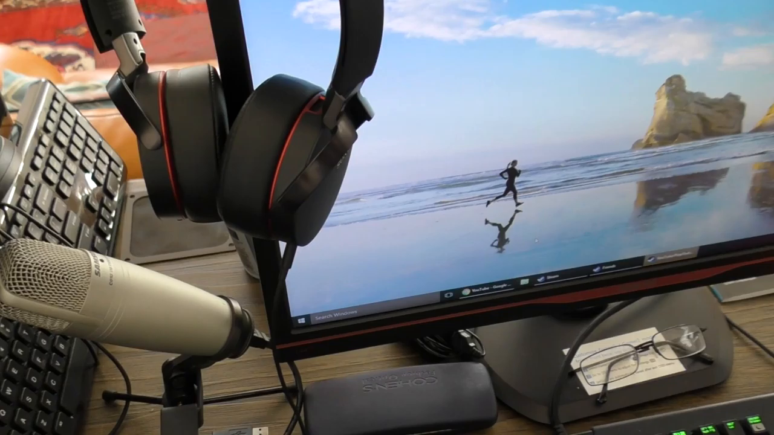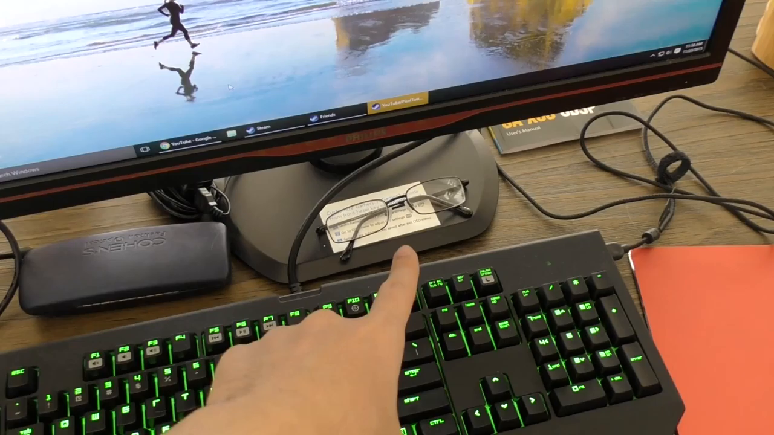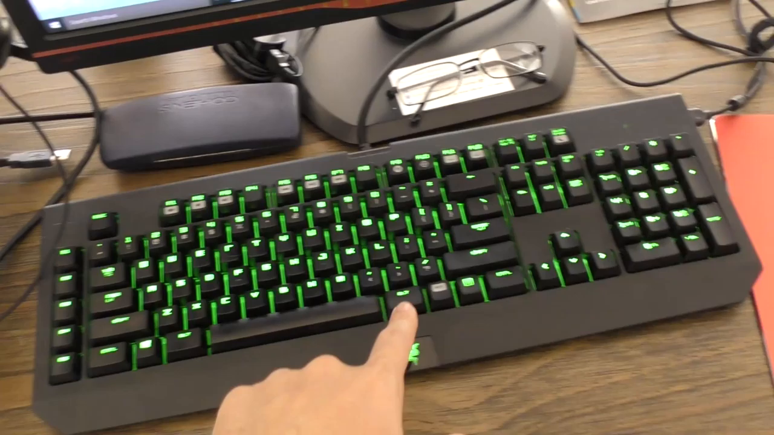Oh, it's gonna fall. Ah, no, it's not. Next up, we have glasses case, glasses. I don't usually wear my glasses. I usually roll with contacts. And this is my keyboard. Oh, the clickies.